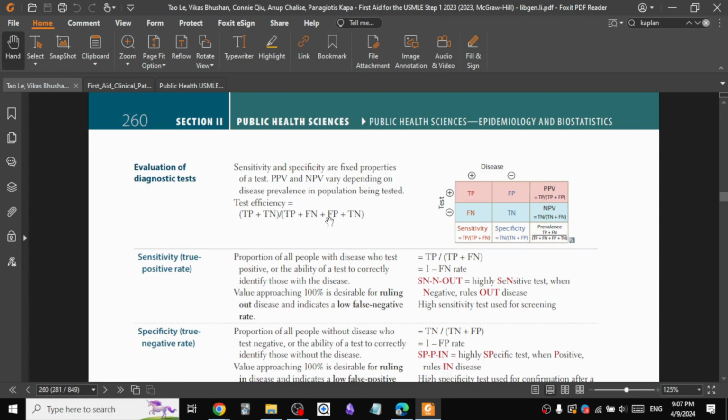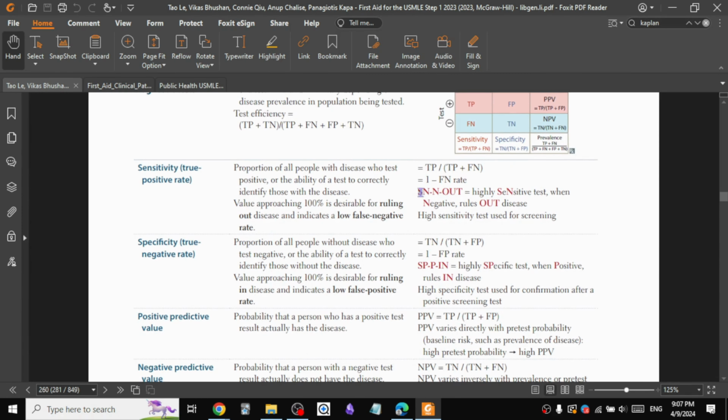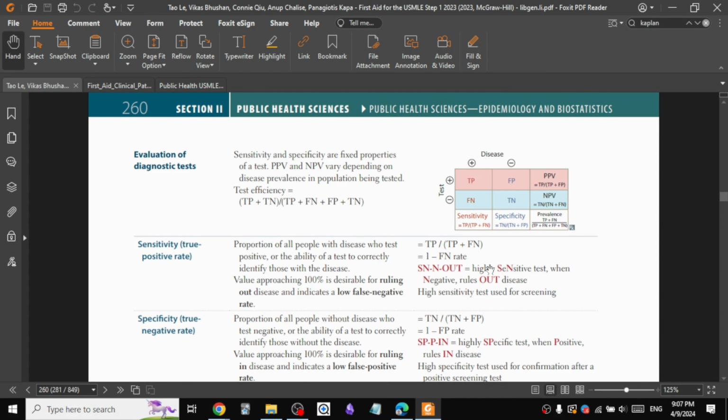Come back here. Just remember these two mnemonics. SnOut means a highly sensitive test, when negative, rules out disease. So this should make sense to you.